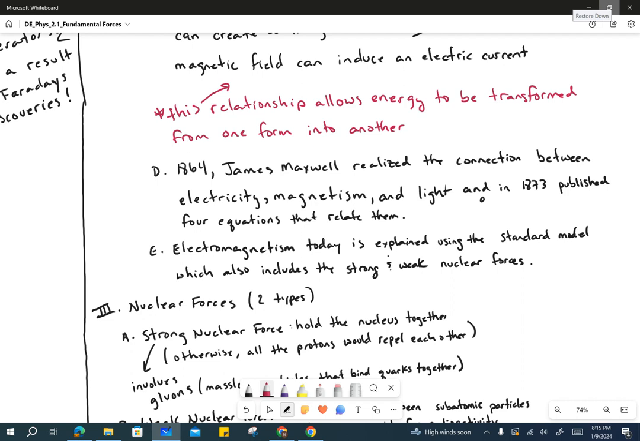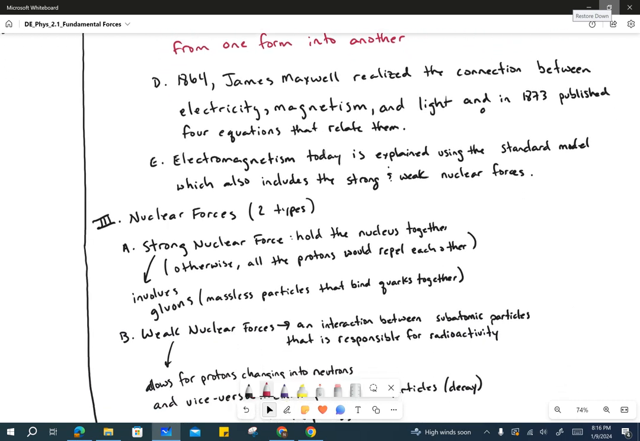Okay. Notice on letter E here, electromagnetism today is explained using the Standard Model, which also includes the strong and weak nuclear forces. Okay, so there's four fundamental forces. Gravity is lumped with the theory of relativity until we get a unified theory to connect it to the Standard Model. It'll be described with the theory of relativity. And then electromagnetism, strong and weak nuclear forces will be described with the Standard Model.